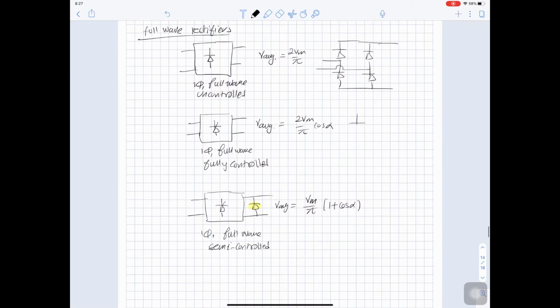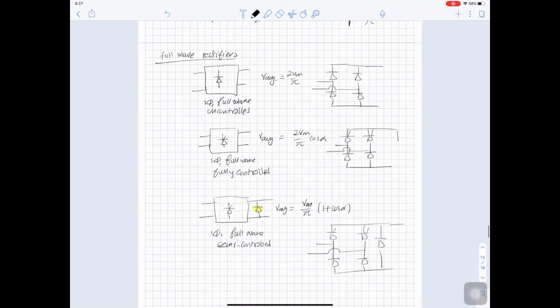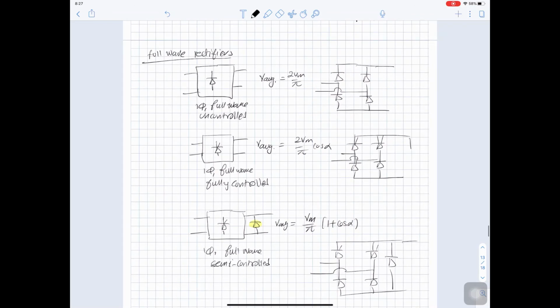And we studied the fully controlled, which has 4 thyristors. And then we studied the semi-controlled, which has 2 thyristors, 2 diodes, and a freewheeling diode. And this is a summary for what we studied so far in the full wave rectifiers.